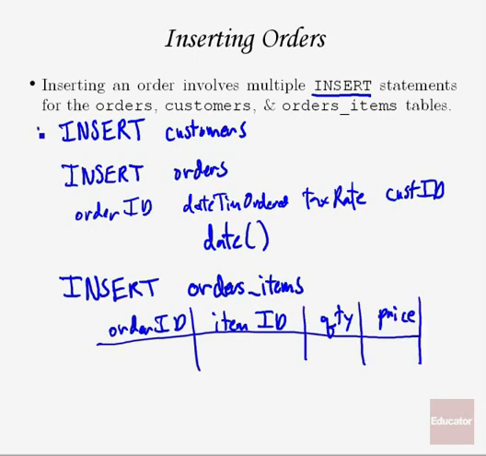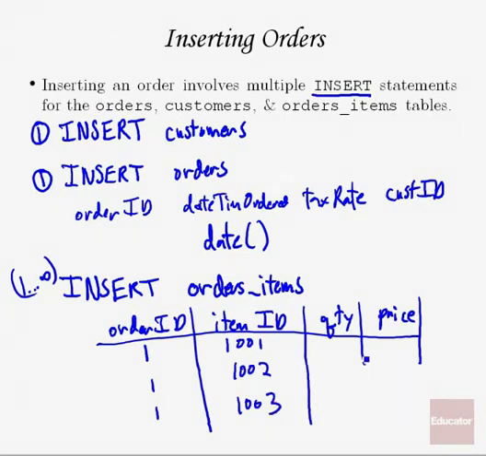So basically we're going to have one insert statement for the customers table, one insert statement for our orders table, and then one-to-many inserts into the orders items table depending on how many items, and there'll be an insert for each item in the order. So if there were 3 items in the order, we'd have 3 inserts into our orders items linking table. And so that's the process that's going to be involved for ordering an item.